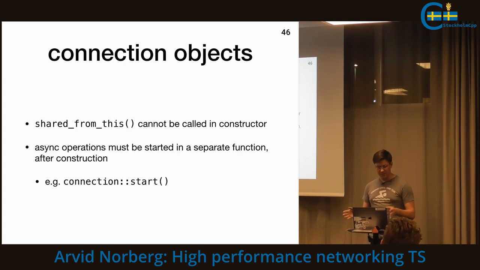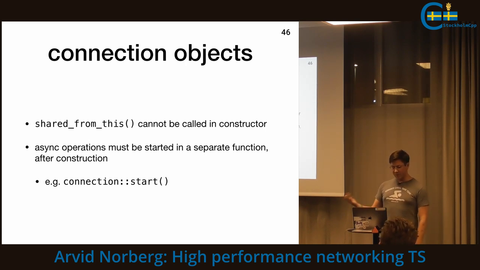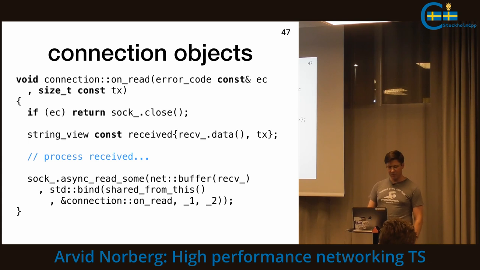Just as a side note, if you're not familiar with enable_shared_from_this, it's a clever way to make it so that you can get the shared pointer to yourself, under the expectation that whoever constructed you held you by a shared pointer. But you can't do this in the constructor because the holding shared pointer hasn't been constructed yet. So normally you construct the connection object, and then you have a start or something where you kick off all of your asynchronous operations. But I'm not going to cover start. We're just going to look at onRead and onWrite and what they might look like.